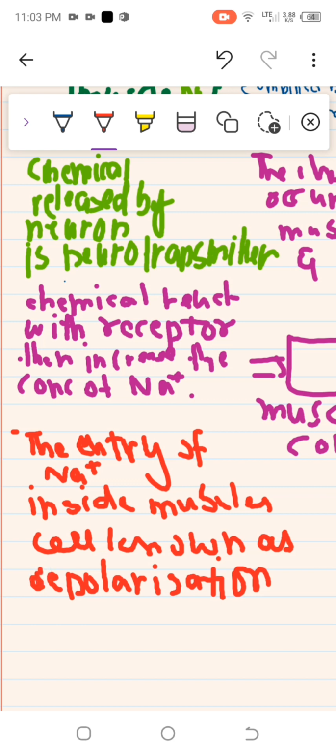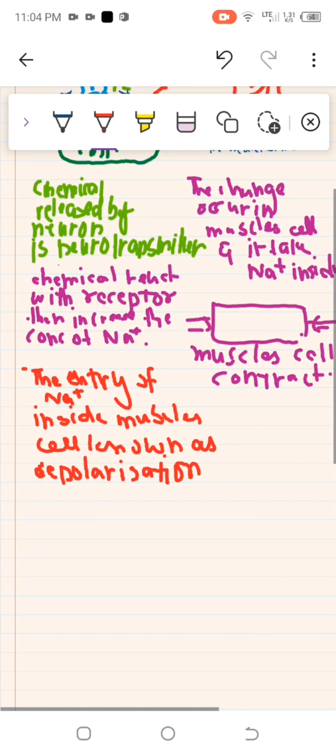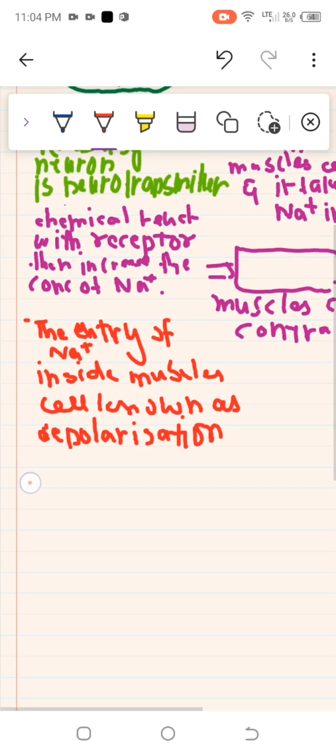Depolarization. Okay, I hope that it is clear to you guys. Now let me tell you some more important points about that. Another point here we have: every skeletal muscle has a neurotransmitter, acetylcholine. Every muscle has a different neurotransmitter. Like here for the muscle cell, what was there?